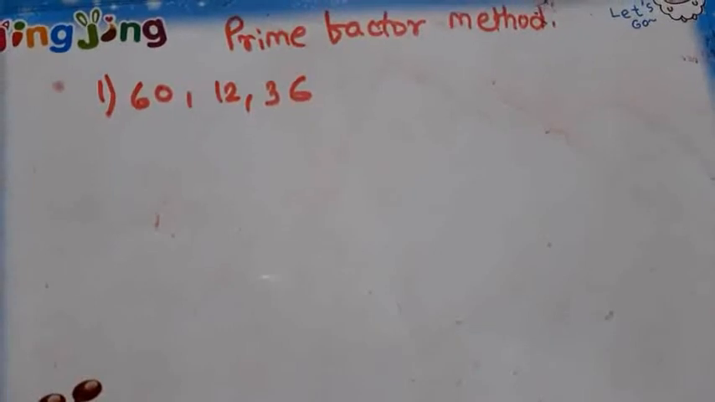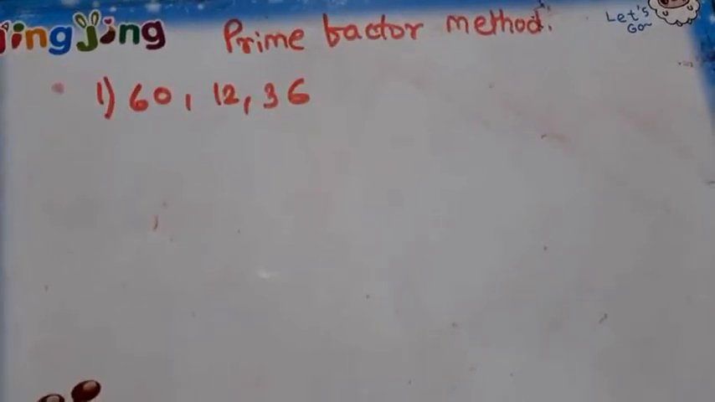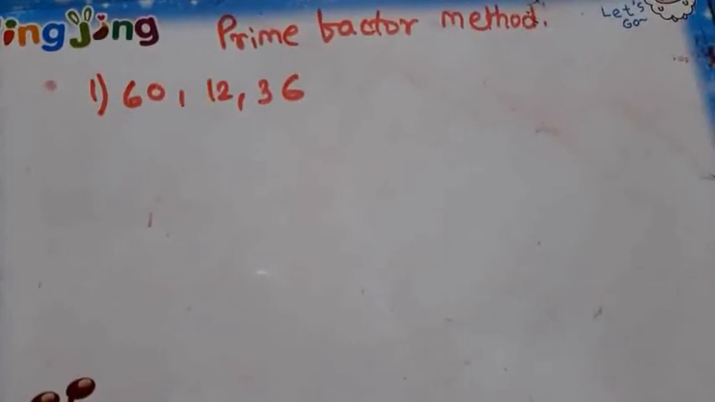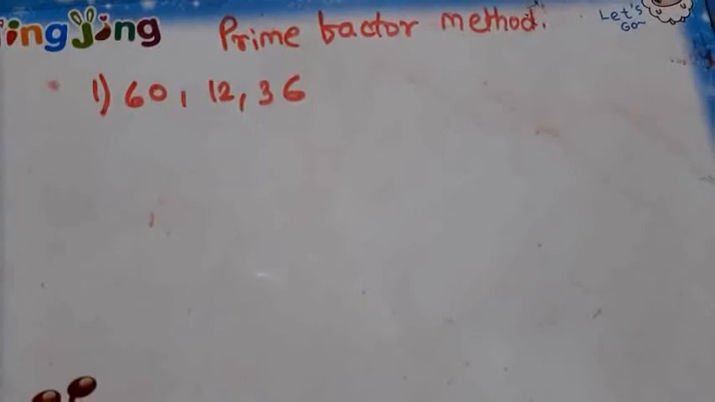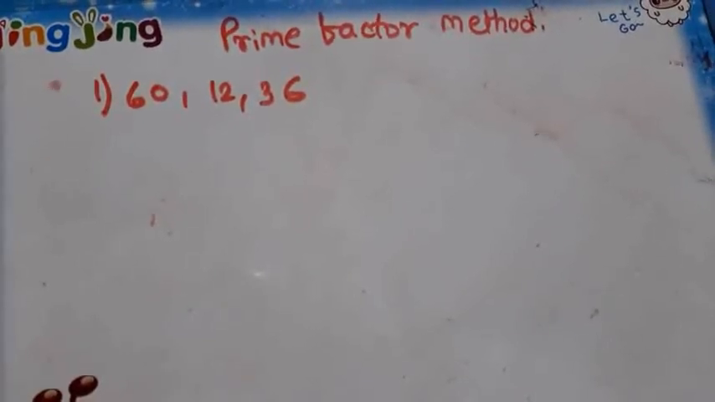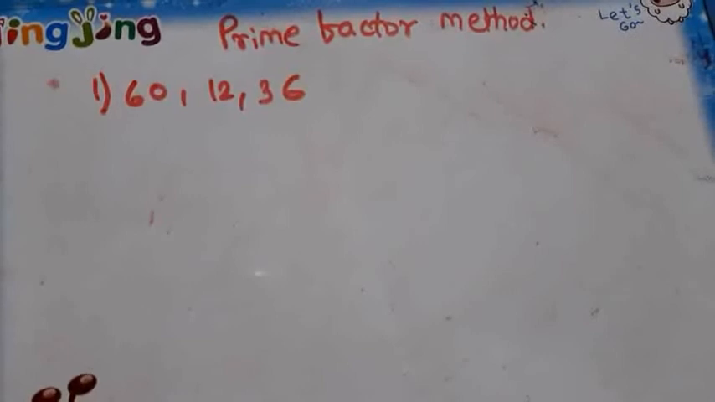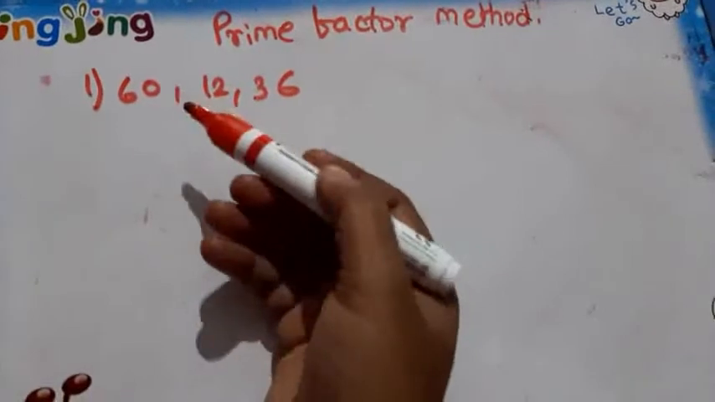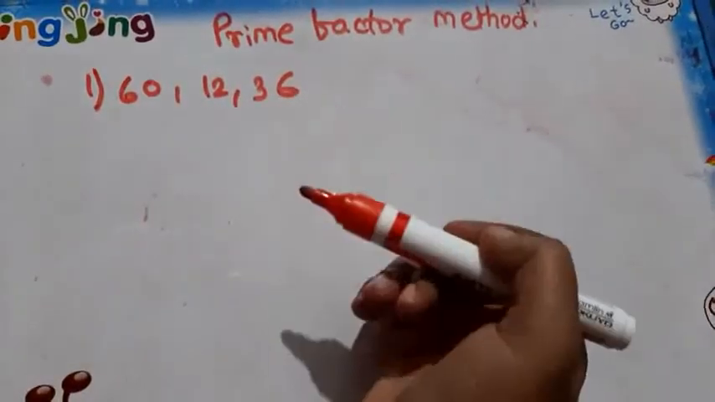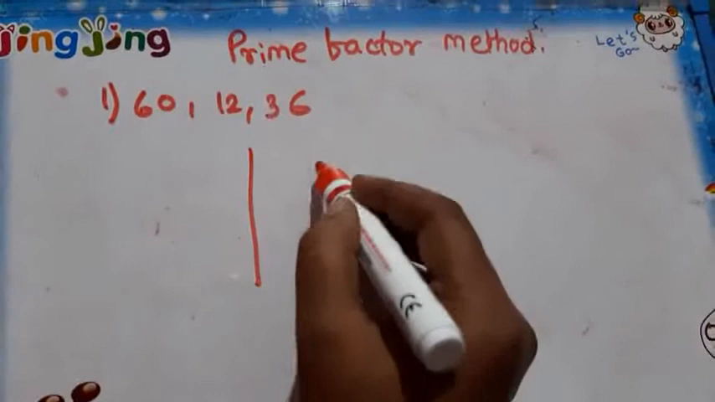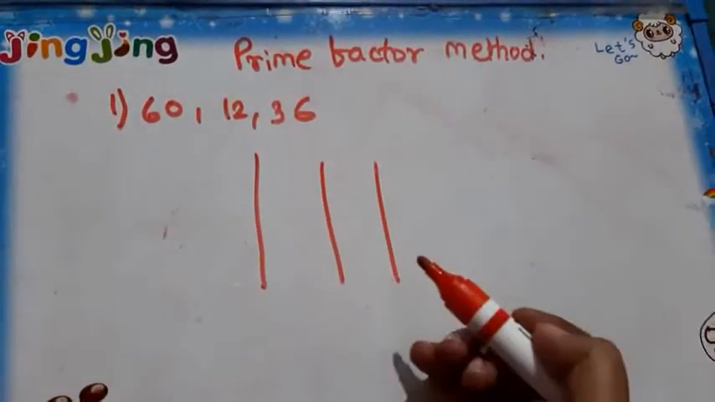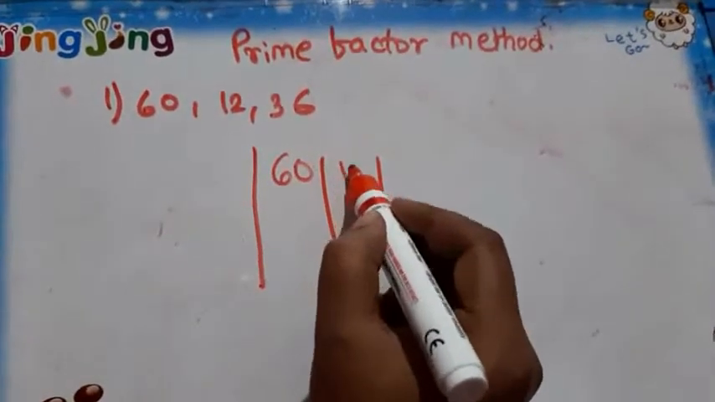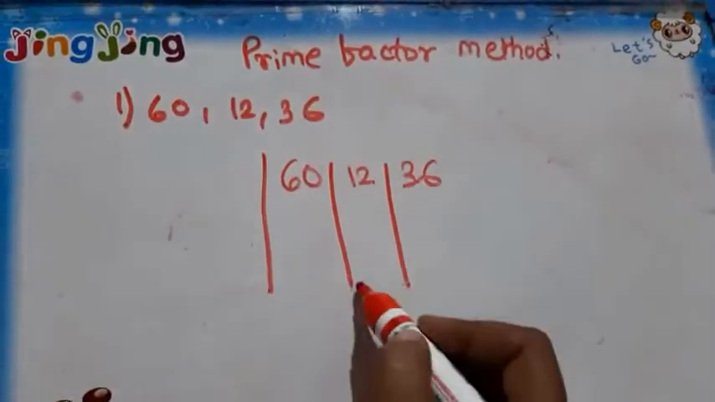Yesterday we learnt about the prime factor method, how to calculate HCF of two numbers by the prime factor method. Today we will learn the prime factor method to find HCF of three numbers. Example: 60, 12 and 36. As we wrote two numbers simultaneously, like that we will write three numbers simultaneously: 60, 12 and 36.